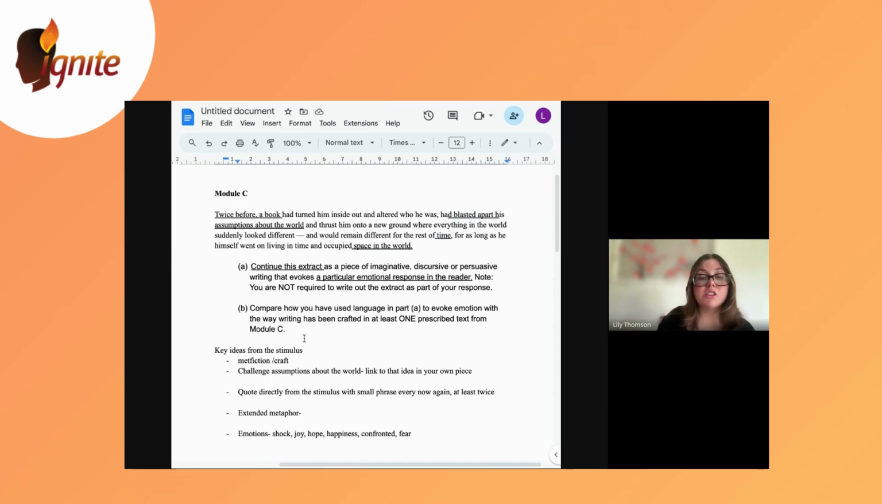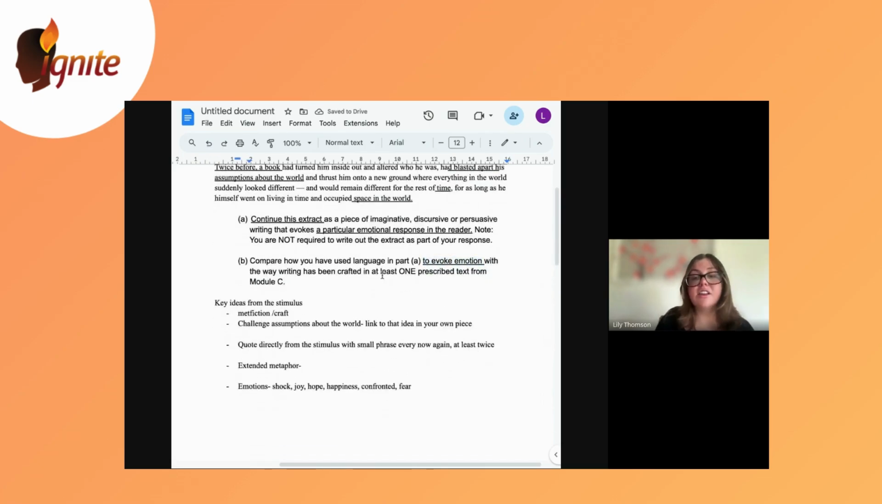And then when you come to the reflection, you can say specifically what emotion you're trying to evoke in your piece. So yeah, I think that's everything.